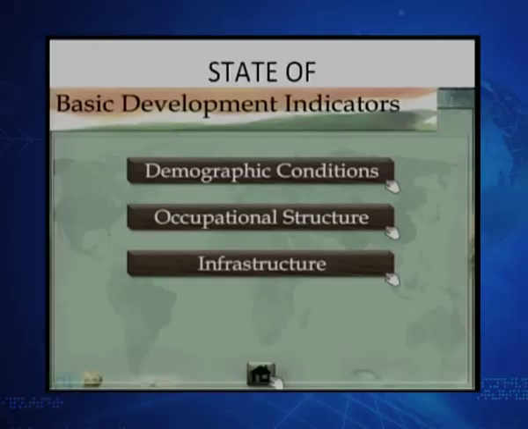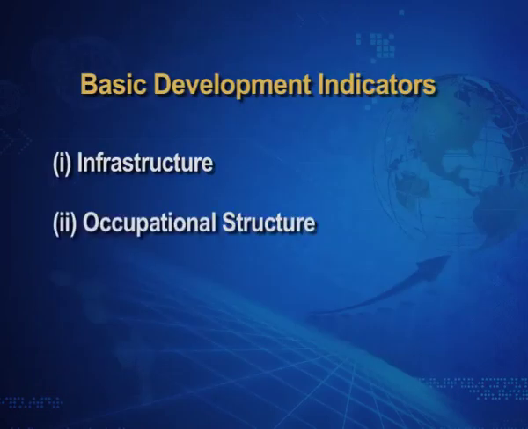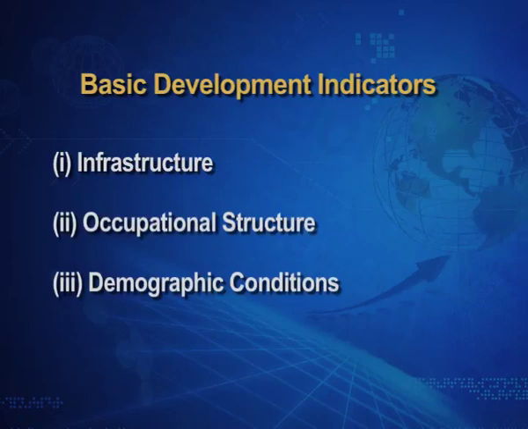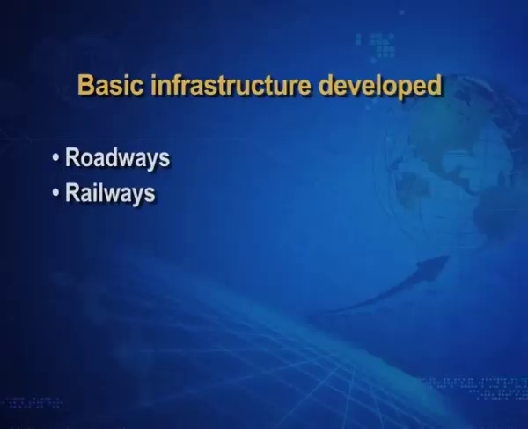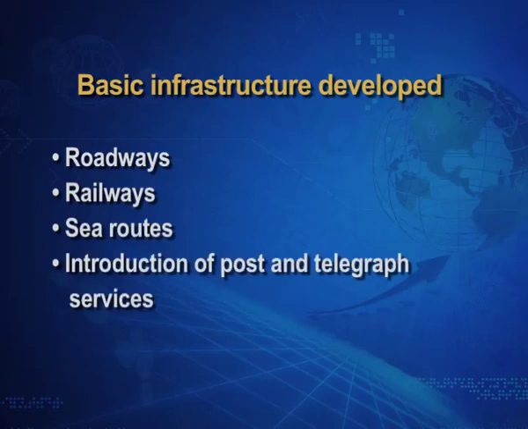Now, let's talk about the state of development indicators like infrastructure, occupational structure, and the demographic conditions. State of infrastructure. Infrastructural facilities were very poor in India during the British rule. However, some efforts had been made to develop the basic infrastructure to serve the colonial interests, but it was not meant for the common man. Basic infrastructure was developed like roadways, railways, sea routes, and most importantly, the introduction of post and telegraph services.